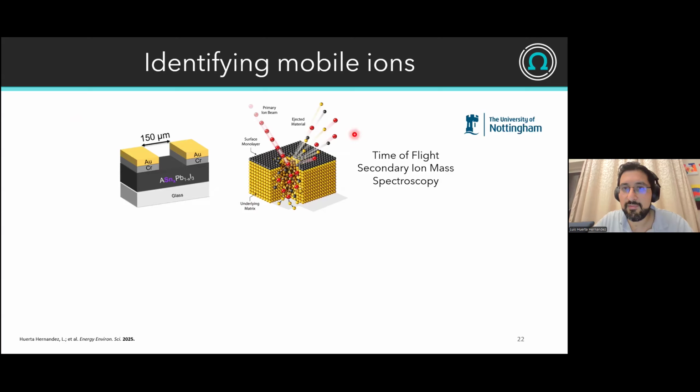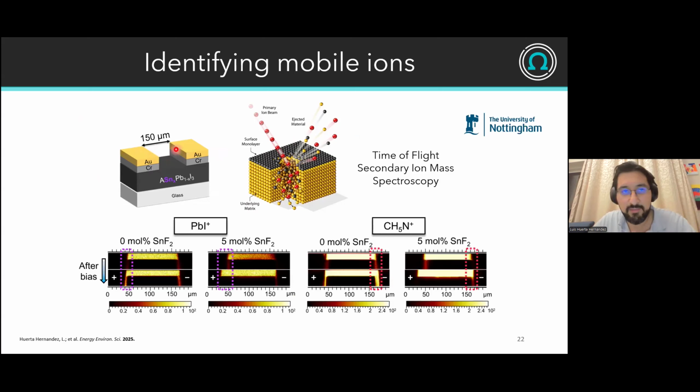We did a ToF-SIMS, time-of-flight secondary ion mass spectroscopy. So what we did is basically we analyzed a film before and after biasing, and we did a kind of chemical mapping of this material. And what you see here in these plots is a cross-sectional view of our device.